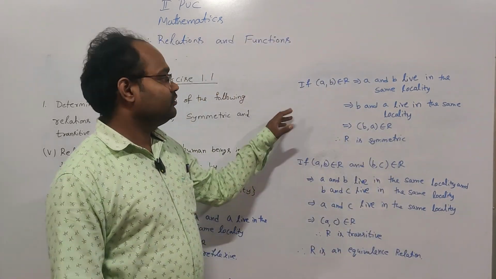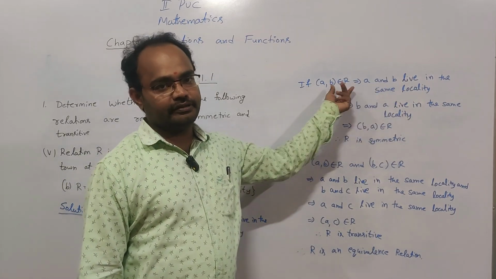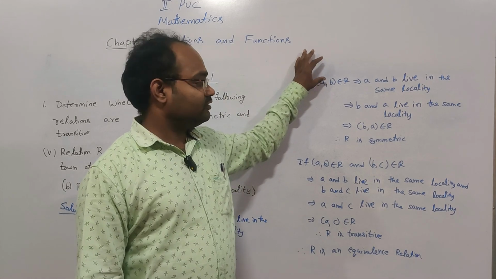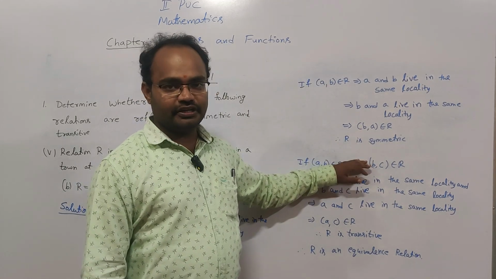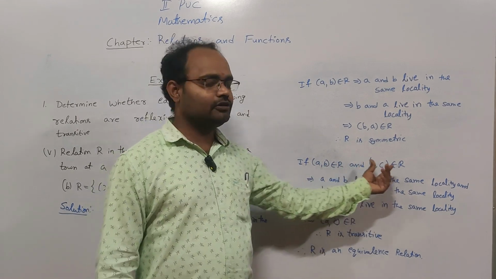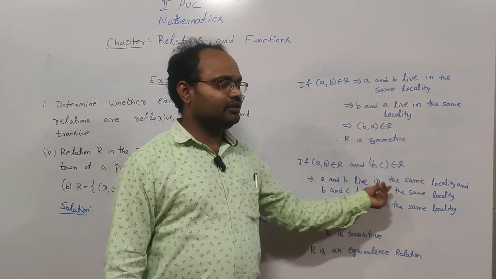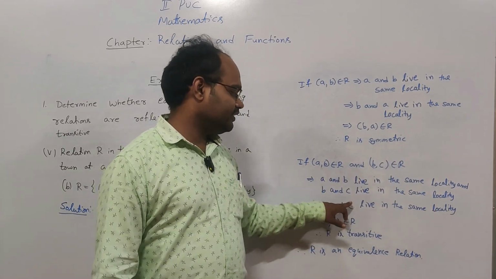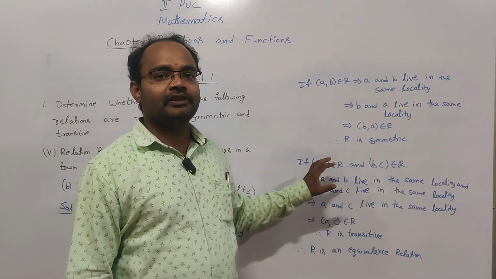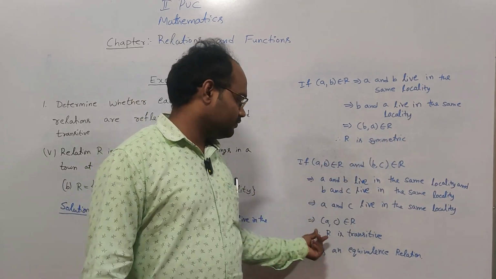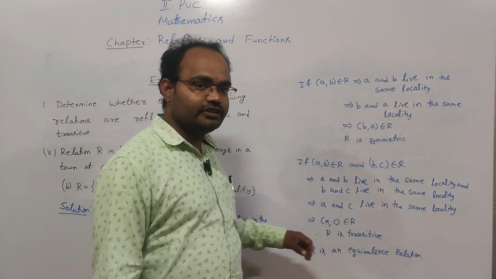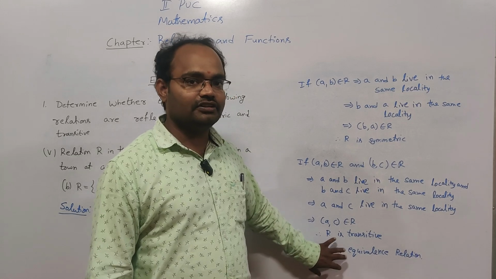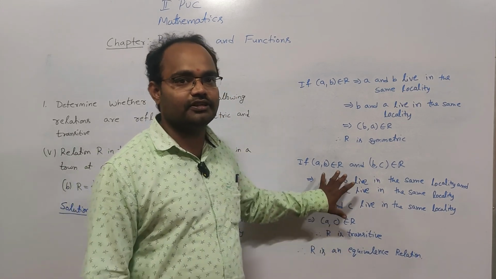Similarly, symmetry also. If a and b live in the same locality, (a, b) belongs to R. b and a live in the same locality, (b, a) belongs to R. So therefore, it is symmetric. Similarly, transitive. If (a, b) belongs to R and (b, c) belongs to R, a and b live in the same locality, b and c live in the same locality, obviously a and c must live in the same locality. (a, c) belongs to R. So therefore, R is transitive. So it is reflexive, symmetric and transitive. Therefore, R is an equivalence relation. This is similar to the previous question.